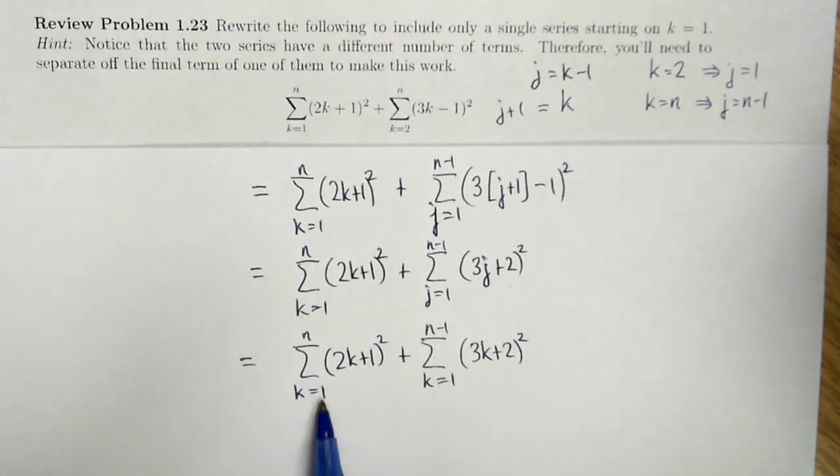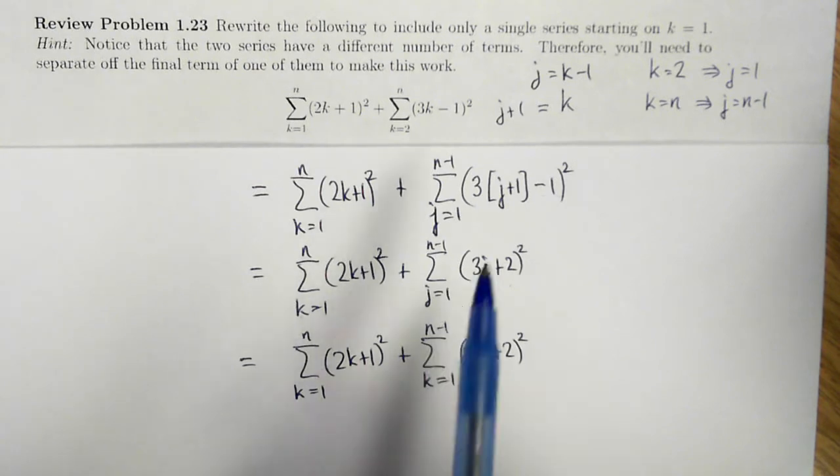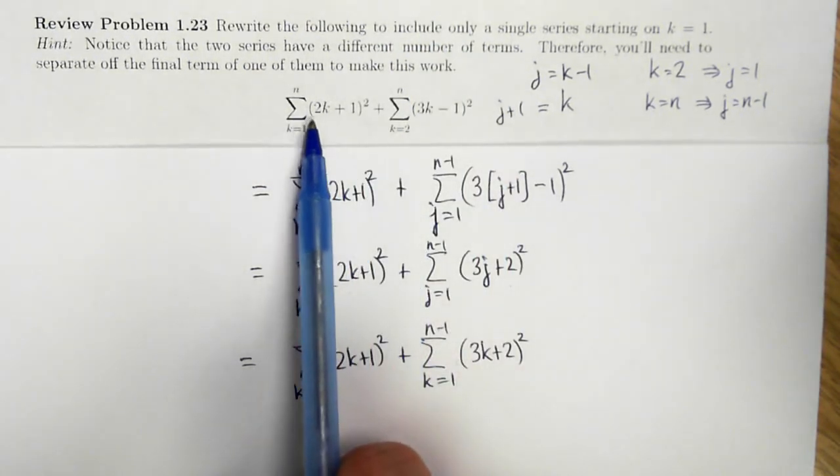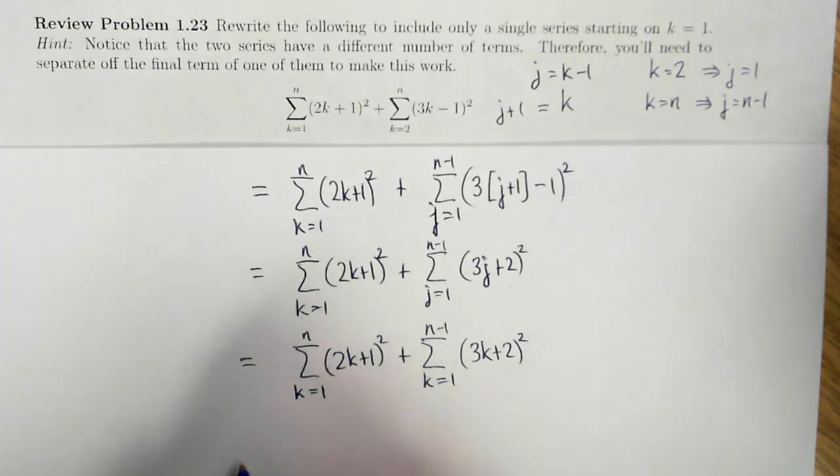All right, so now we've got the same starting point, we've got the same letter, but we have an issue, which is that here's an n minus 1. So this one actually has one more term than this series. And we saw that at the top. This had one more term than this series.